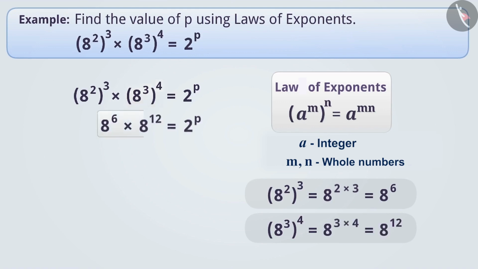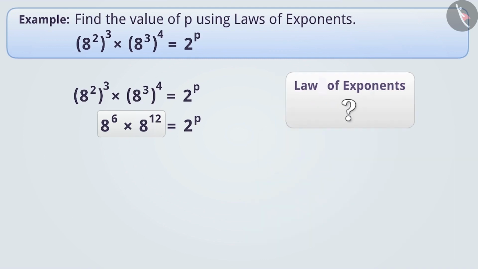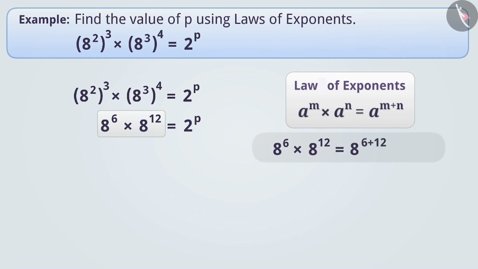Now we will solve 8 to the power of 6 into 8 to the power of 12. Can you tell which law we use for this? Think a little. Absolutely correct. We will use a to the power of m into a to the power of n, which is equal to a to the power of m plus n law. Using this law, we can write 8 to the power of 6 into 8 to the power of 12 is equal to 8 to the power of 6 plus 12, which is equal to 8 to the power of 18.